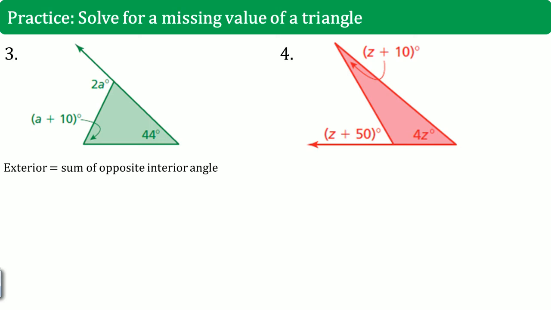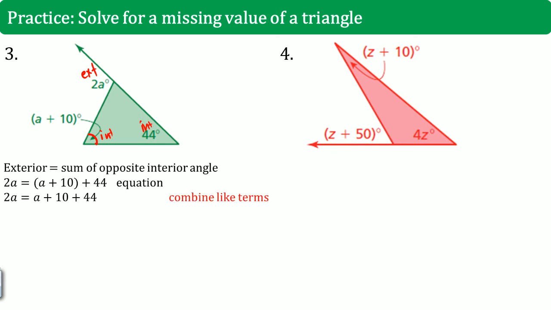We know that the exterior is equal to the sum of the opposite interior angles. So here, your exterior, which is your 2a, is going to be equal to your interior angle, a plus 10, plus your 44 here. Combine like terms, the 10 plus 44 becomes 54. Subtract a from both sides, you get a equals 54.